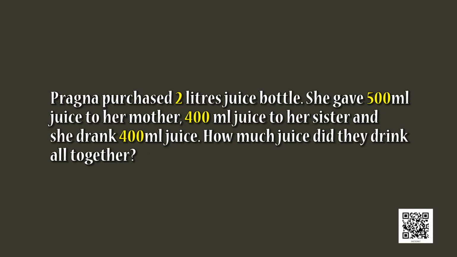Pragna purchased 2 liters juice bottle. She gave 500 milliliters juice to her mother, 400 milliliters juice to her sister, and she drank 400 milliliters of juice. How much juice did they drink all together?